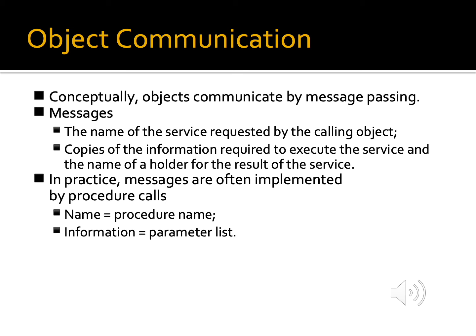The name of the service requested by the calling object is passed through the messages, along with copies of the information required to execute the service and the name of a holder for the result of the service. So this is an example of parameter passing and method invoking. In practice, messages are often implemented by procedure calls, and the procedures have a name and carry the information in a parameter list.